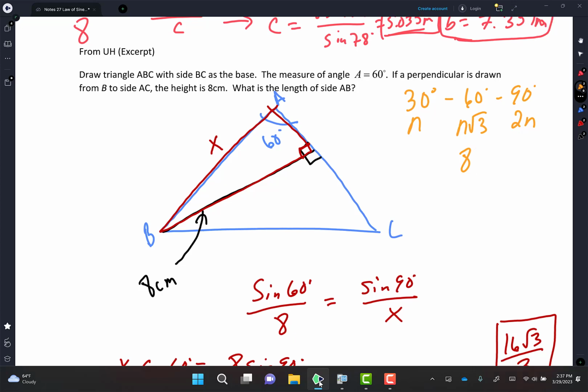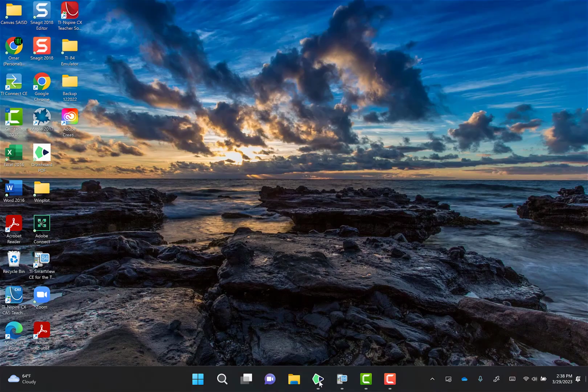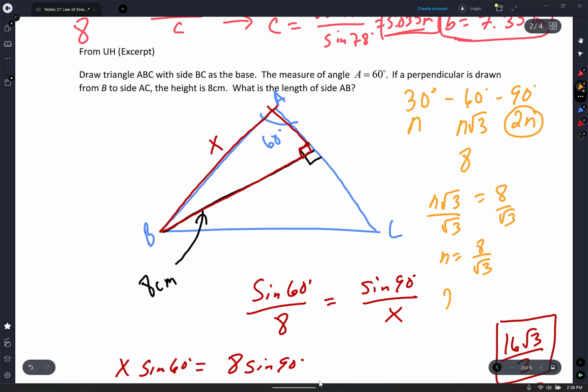I want to figure out, let's see, that AB is my hypotenuse, so I want to figure out 2n. So I'm going to write n square root of 3 equals 8. So I'm going to divide by square root of 3, divide by square root of 3. So n is equal to 8 over square root of 3. But I don't want n, I want 2n. So I just double it. So 2n equals 8 times 2, 16 over square root of 3. Same answer. Now all I got to do is rationalize it, right? So 16 square root of 3 over 3. Look at that. Same answer, different method.